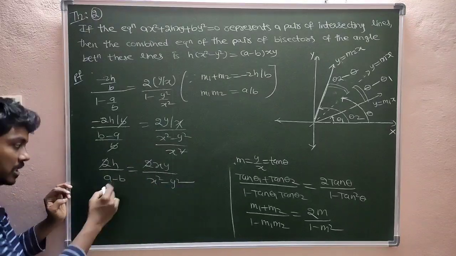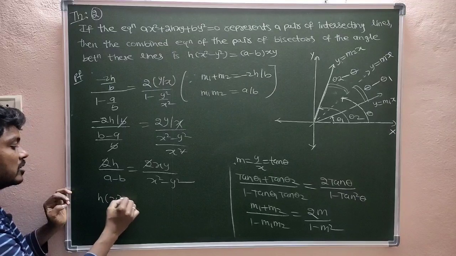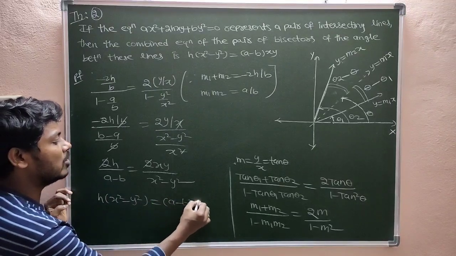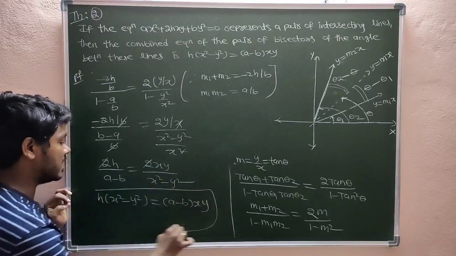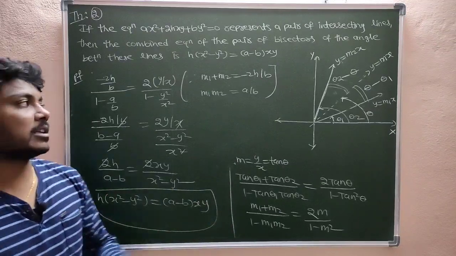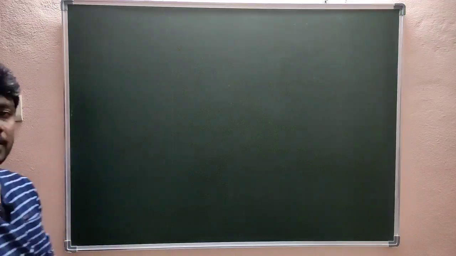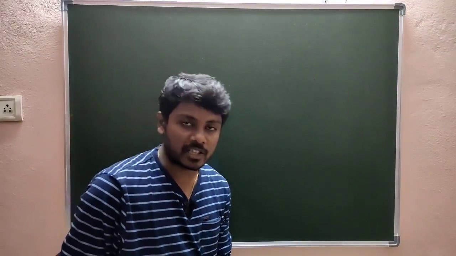2 gets cancelled. This is what? h into x square minus y square is equal to what? a minus b into xy. So this is the angular bisector of these two lines. Okay. So for the next session we will discuss more theorems.